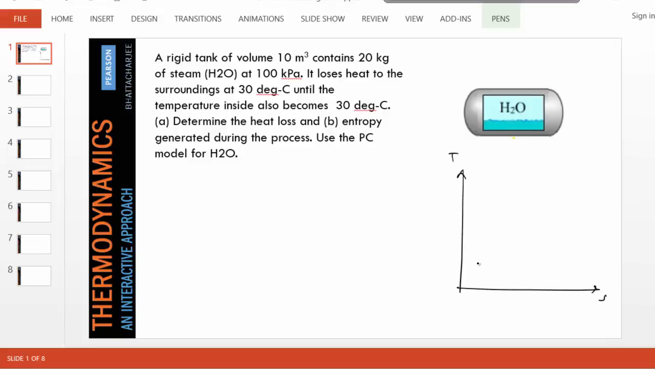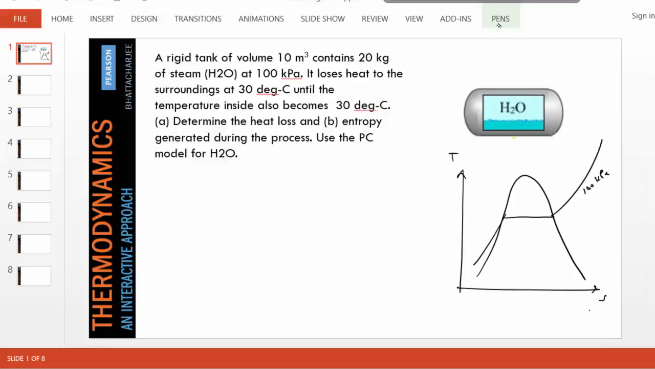And of course, we are going to use the PC model. Initially, the pressure is 100 kPa, so we know the initial state is somewhere along this 100 kPa line, but we have no clue where. The only other things given are the mass of the water and the volume of the tank. So let's figure out state 1 first, and then we'll look for state 2.